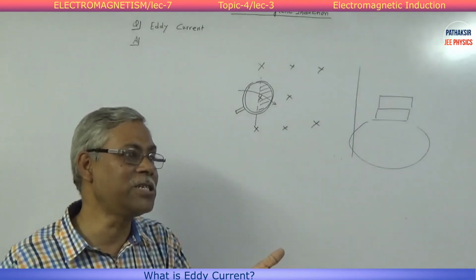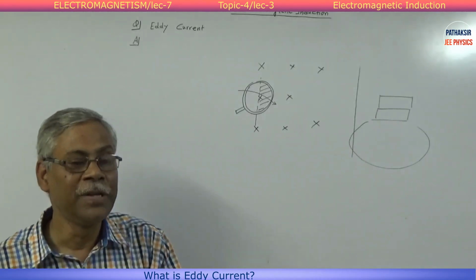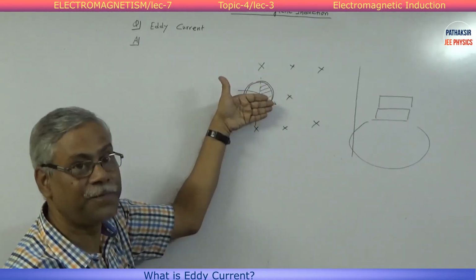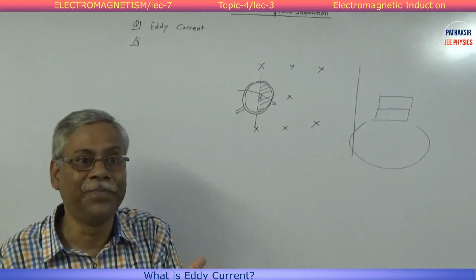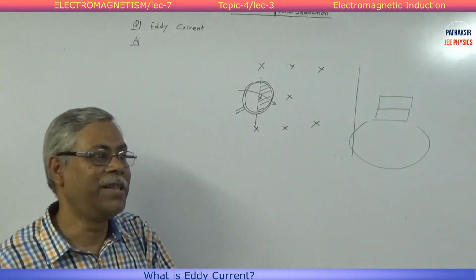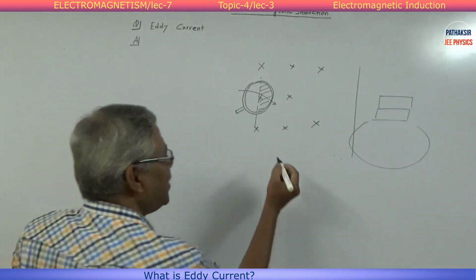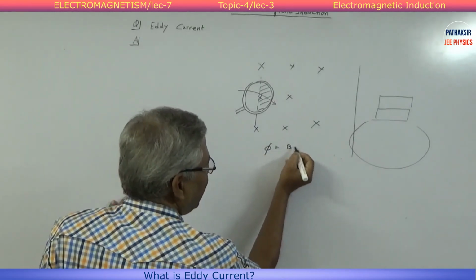All of you know about Lenz's law, that current will flow in such a direction that the cause is opposed. So, what is the cause of induction? Flux is increasing, that is the cause of induction. So, current will flow in such a direction that flux can decrease. And flux equals B dot A.